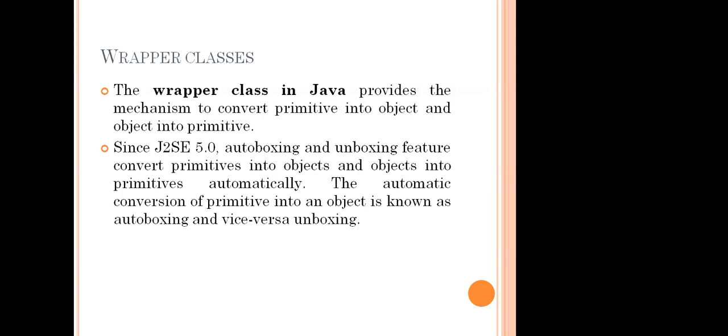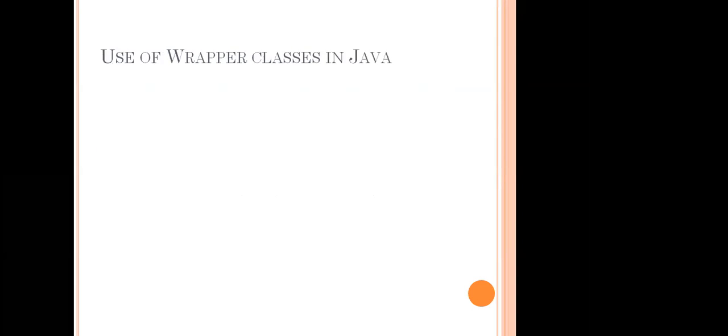So for example, we have encryption: plain text to ciphertext is encryption and ciphertext to plain text is decryption. Same here, we have primitives into an object and an object into a primitive. Converting primitives into an object is called autoboxing, and the other one is unboxing. So what is the use of these wrapper classes in Java?